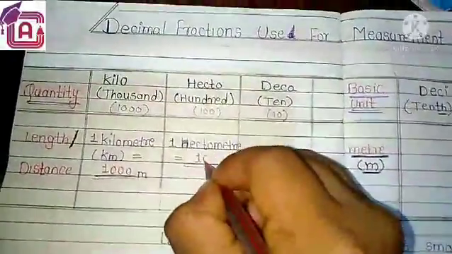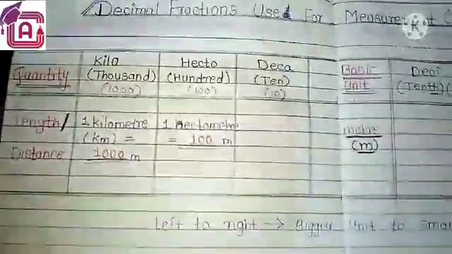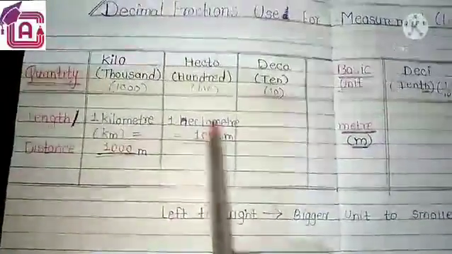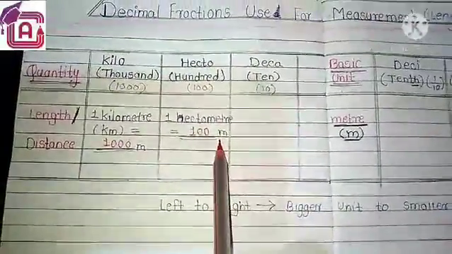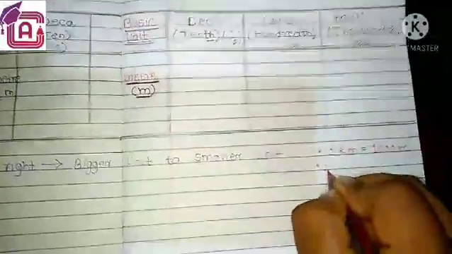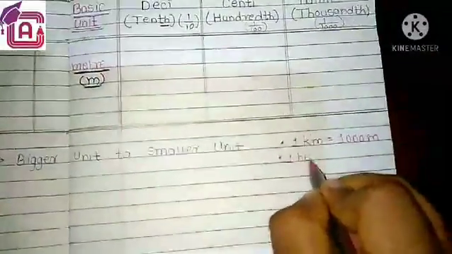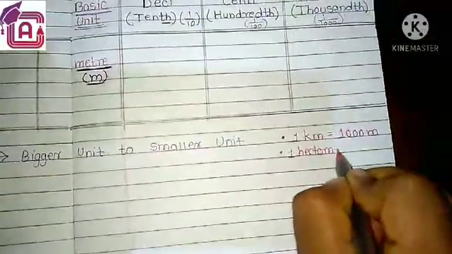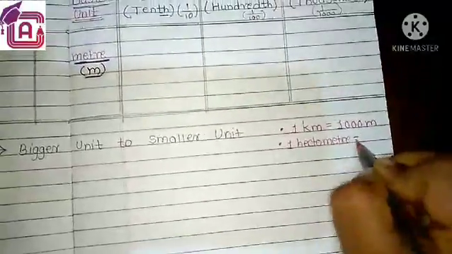So we have to put how many zeros? 2 zeros. That is 1 hectometer is equal to how many meter? 100 meter. 1 hectometer is equal to 100 meter. That is, I am again writing here 1 hectometer is equal to 100 meter.